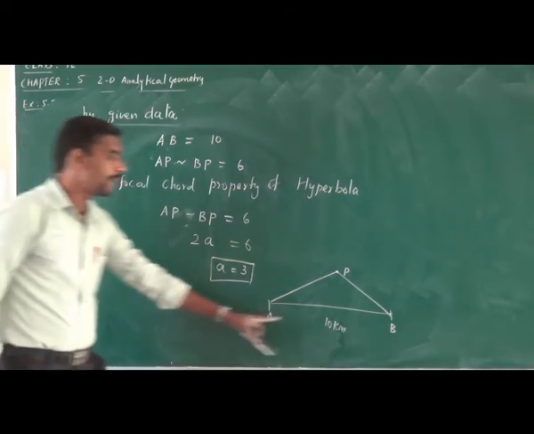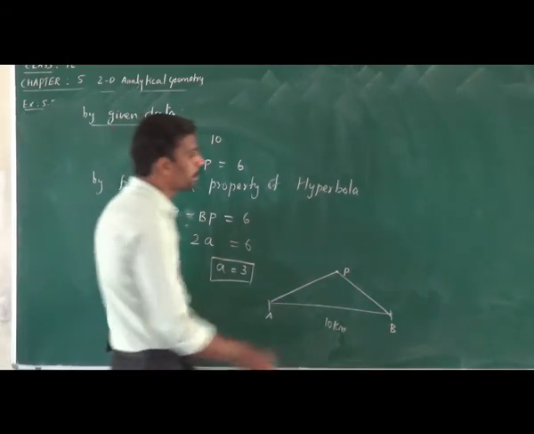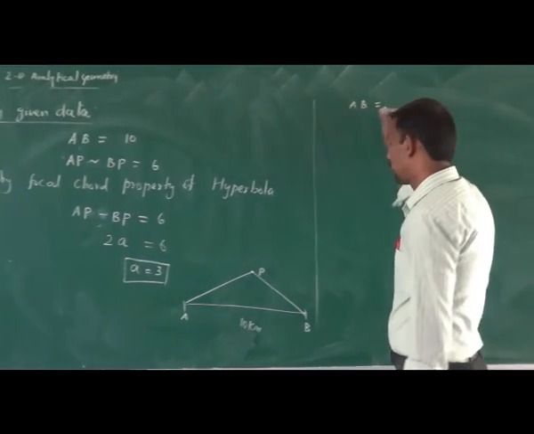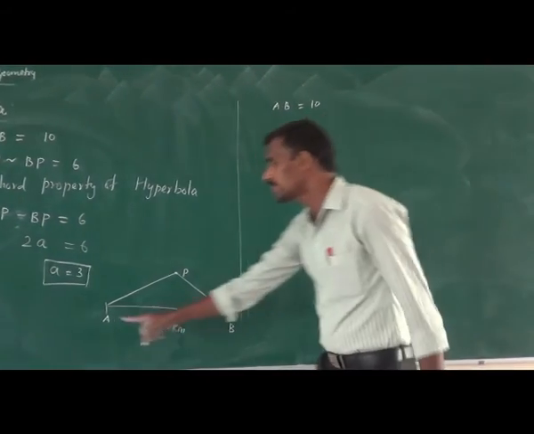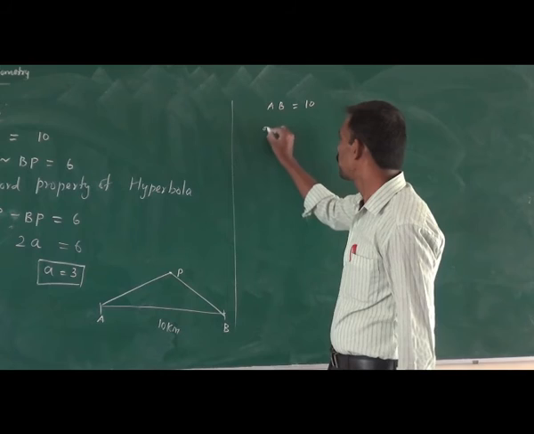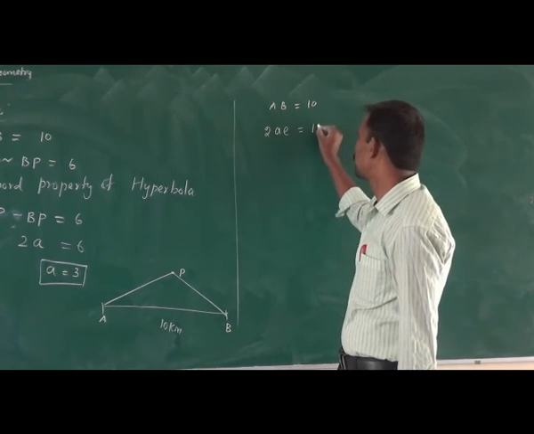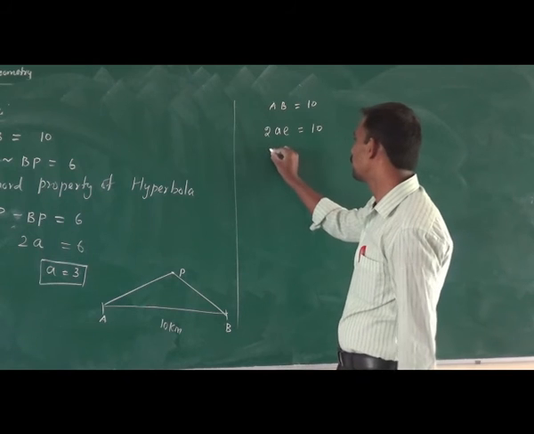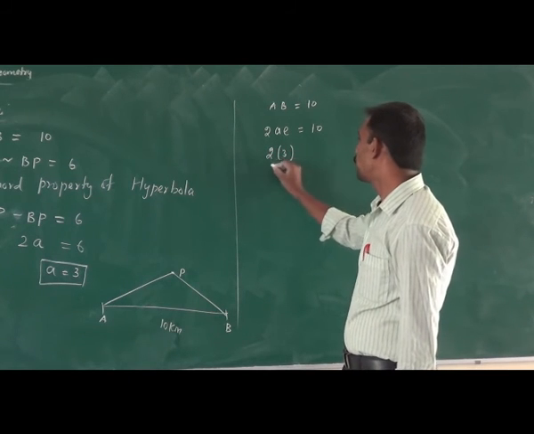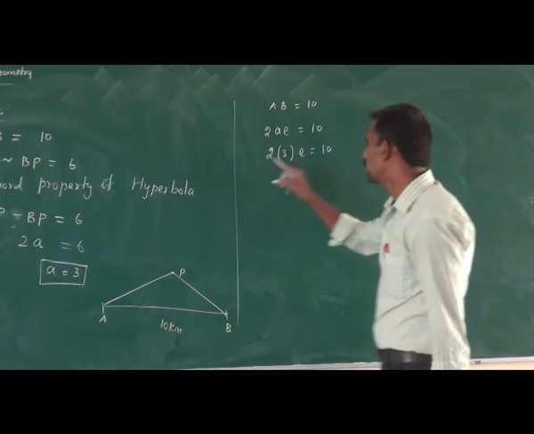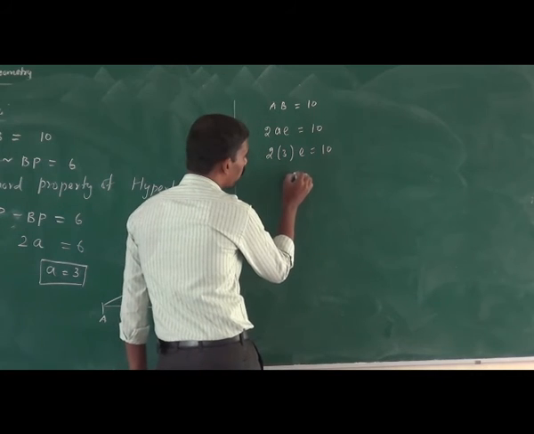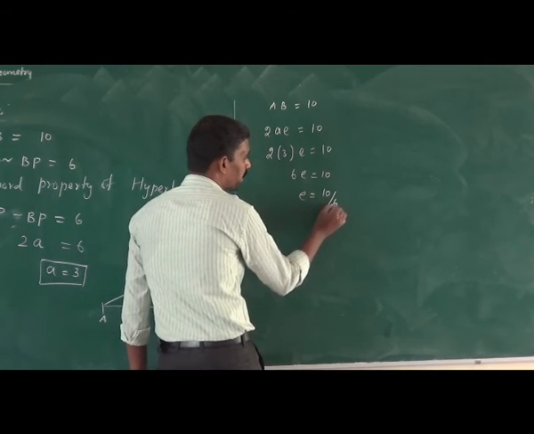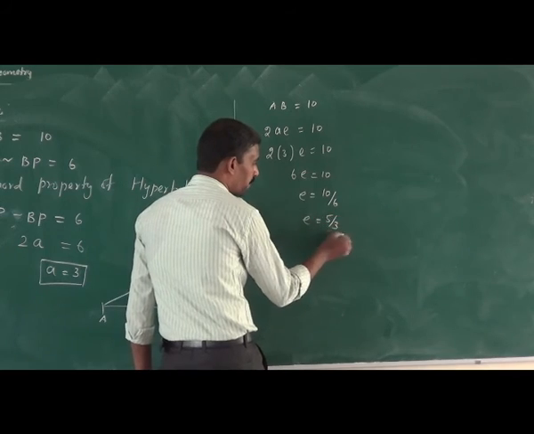Now let A and B be the foci. Consider A and B to be the foci. Therefore, AB is equal to 10. The distance between the foci is nothing but 2ae, which is equal to 10. Now we know very well the value of a, that is 3. So just substituting here, 2 into 3 into e is equal to 10. 2 threes are 6, so 6e is equal to 10, then e is equal to 10 divided by 6, which is equal to 5 divided by 3.